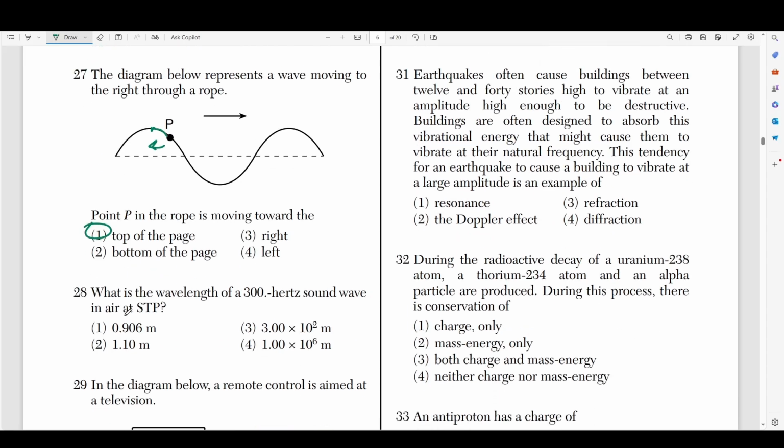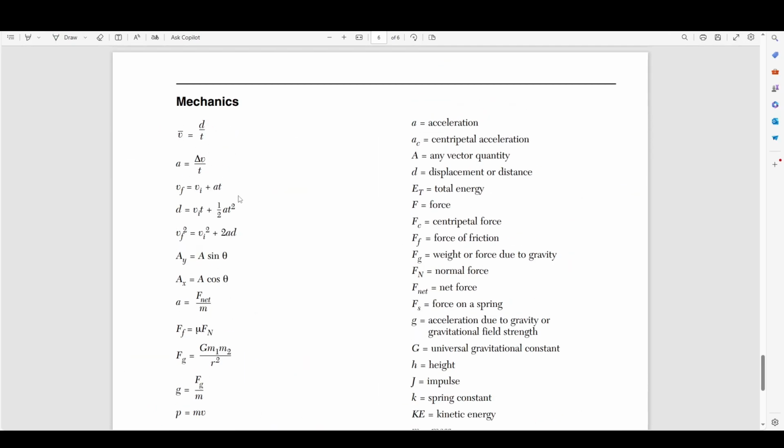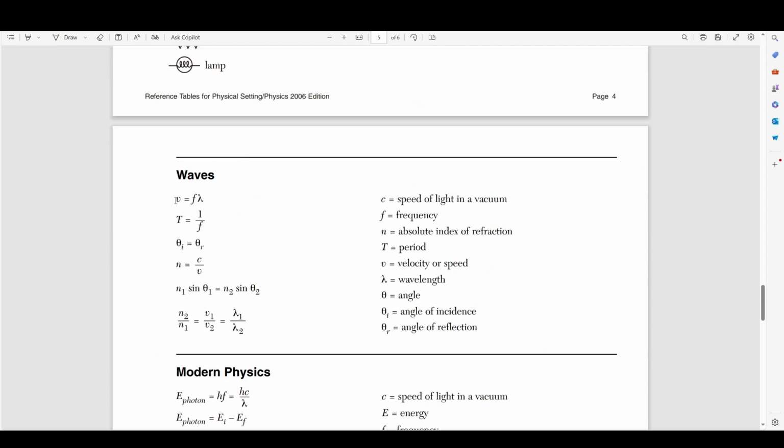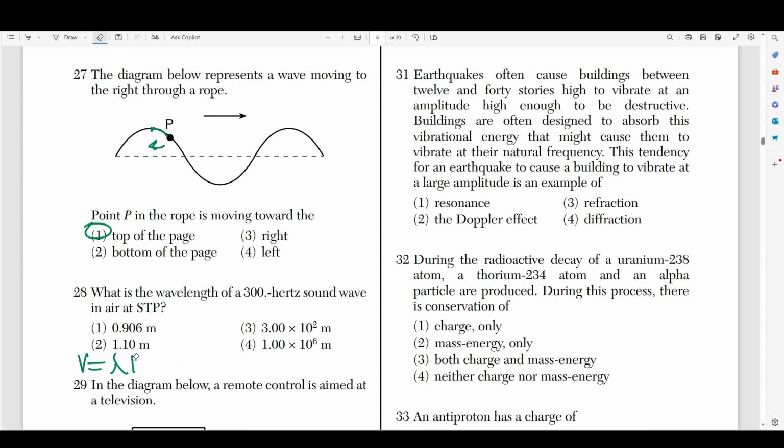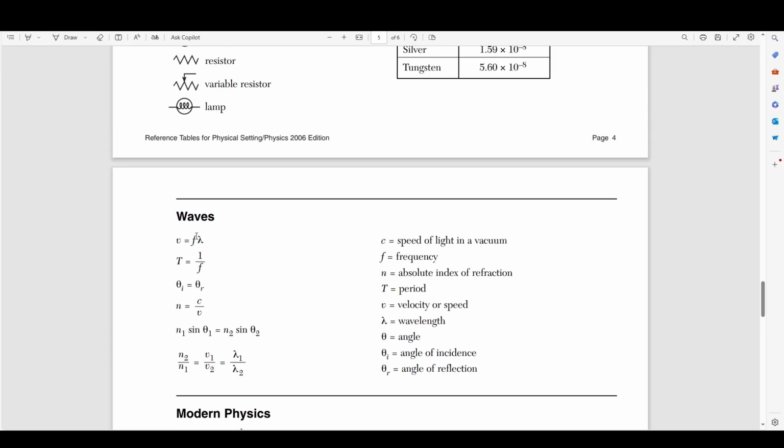Number 28 says, what is the wavelength of a 300 hertz sound wave in air at standard temperature and pressure? Right, so you know that the velocity of a wave is going to equal lambda, the wavelength, times its frequency. So lambda times hertz. How do I know this? Because we're dealing with wavelength and hertz. When we look at the reference table where it talks about waves, it's the only thing that has hertz or frequency. I guess hertz is the unit, but really the symbol is frequency. So this is the only thing that has lambda, frequency, and velocity all combined in the entire waves tab.